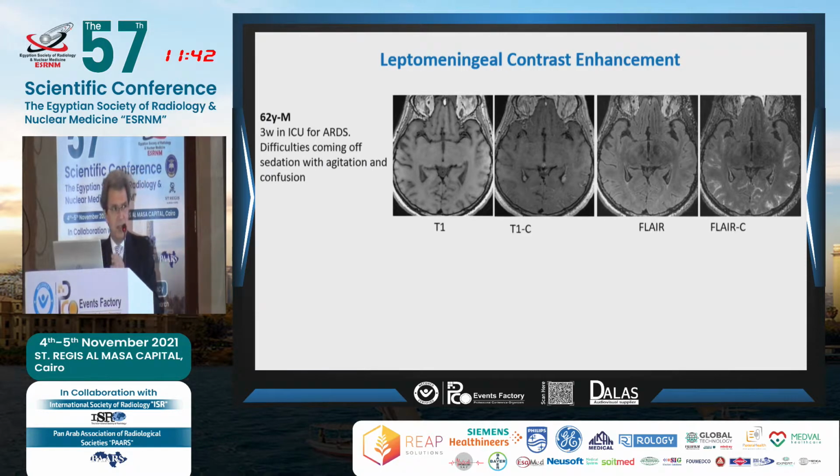The other point that especially the French group in Strasbourg showed is what they do is giving contrast and then doing a FLAIR sequence. So in this patient, for instance, who was for 3 weeks on the ICU for ARDS, this is the T1 weighted image. You see here the leptomeningeal enhancement, FLAIR before contrast, FLAIR after contrast. FLAIR with contrast is extremely sensitive to showing that.